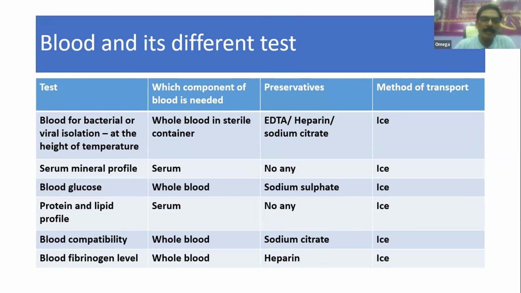Blood compatibility is needed whenever severe anemic cases are there and we have to go for transfusion. In that case, we may require the donor's and recipient's blood for compatibility testing, transported on ice and with sodium citrate. Then for blood fibrinogen level, whole blood is required in heparin and transported on ice. Blood fibrinogen level is generally required in snake bite cases.